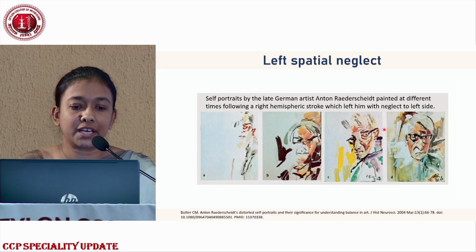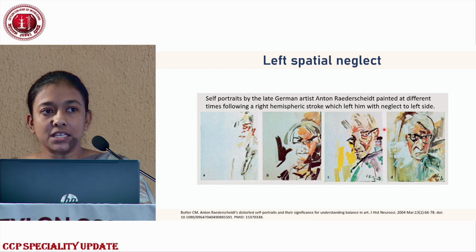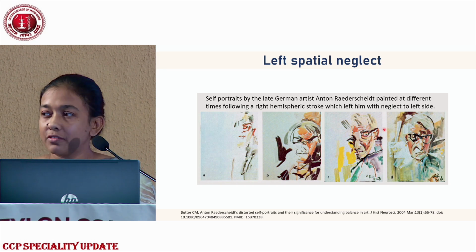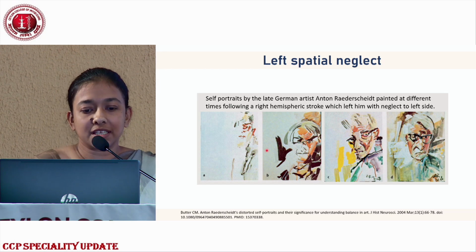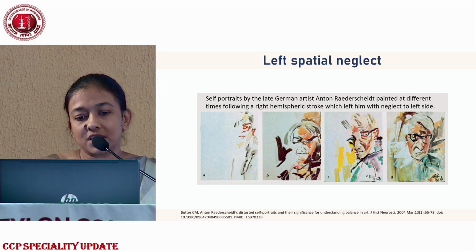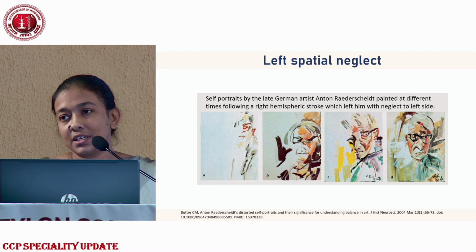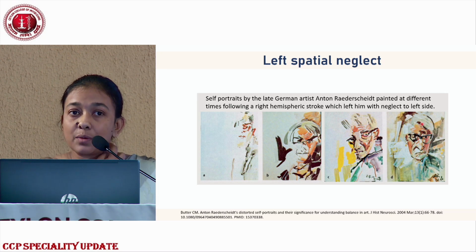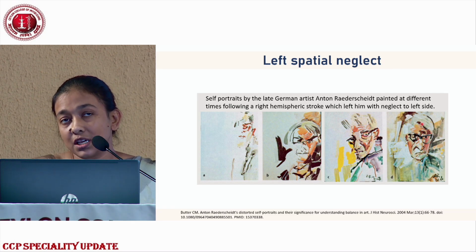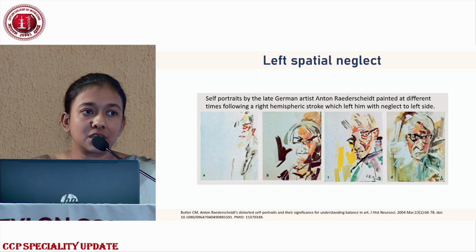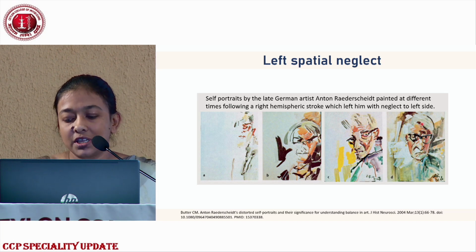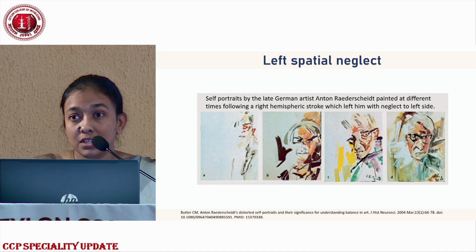So this demonstrates a series of self-portraits by a late German artist who has suffered a right hemispheric stroke. And you can see with time the improvement of the appreciation of his left side of the face. So this tells that neglect is improving. It's amenable to be improved, and it follows neuroplasticity. And rehab outcomes are beneficial because not all neglect patients will have complete spontaneous recovery, and about 10% will have chronic neglect, which will cause functional problems.